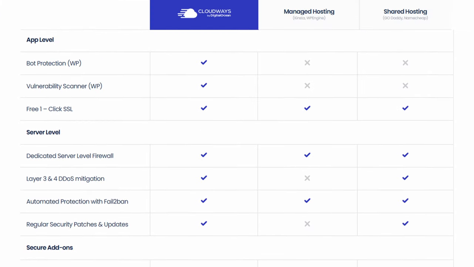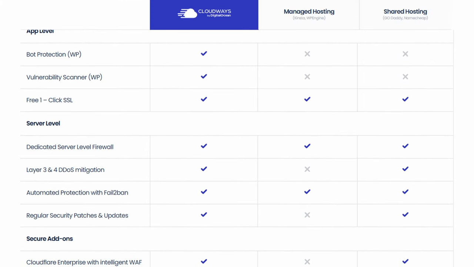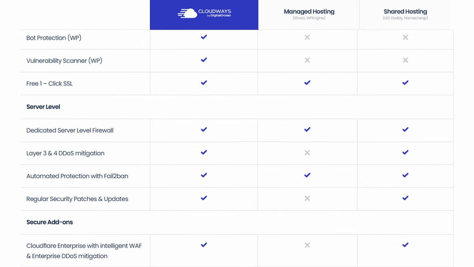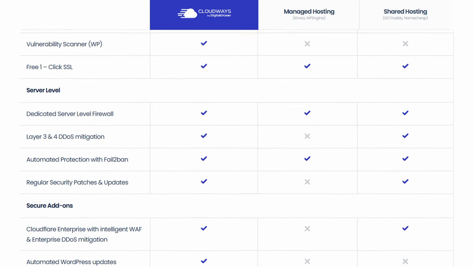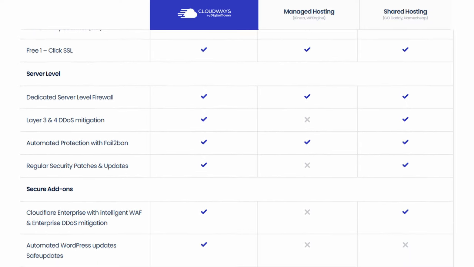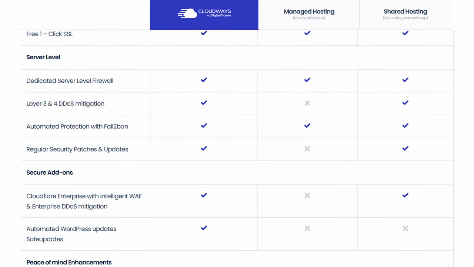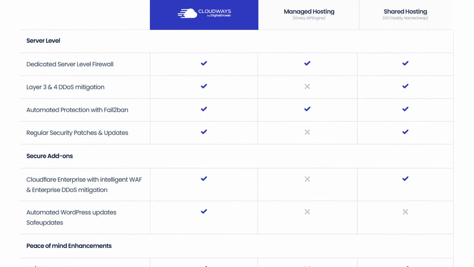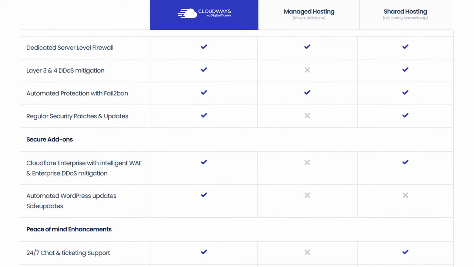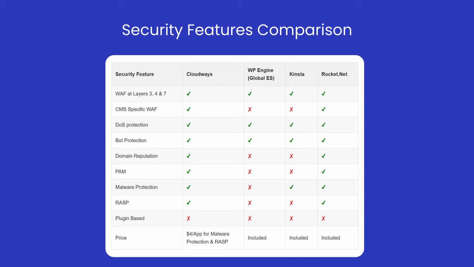And the last thing that I wanted to mention is that I want to be completely transparent. Most big managed hosting platforms like WP Engine, Kingston, Rocket.net are also great. There is nothing wrong with them. Obviously shop around, see what works best for you. And the last thing that I'm going to show you super quickly is the security features comparisons between Cloudways, WP Engine, Kingston, and Rocket.net.